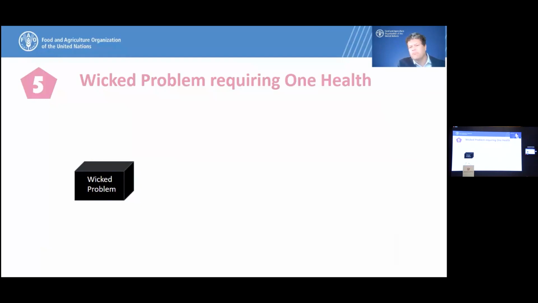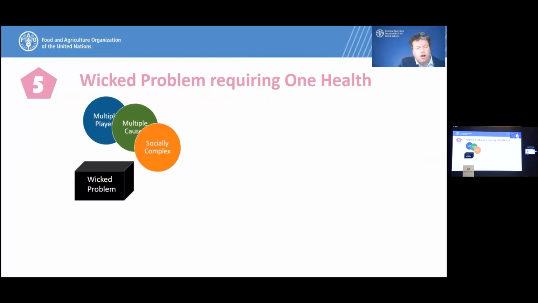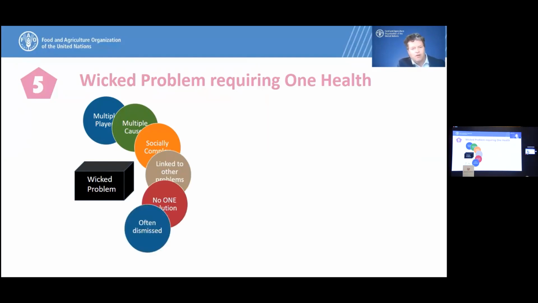The other thing I like to mention is this is really a wicked problem, and it requires a One Health approach. Now, a wicked problem doesn't mean just a bad problem. In the policy arena, a wicked problem has a definition, and it has many characteristics. There are multiple stakeholders or players that are involved in the problem. There are multiple causes or drivers of the problem. They are socially complex to answer. They are linked to other problems. As you solve one, you may cause another. There is no one solution to solve the problem.